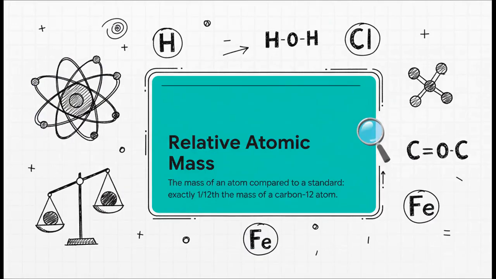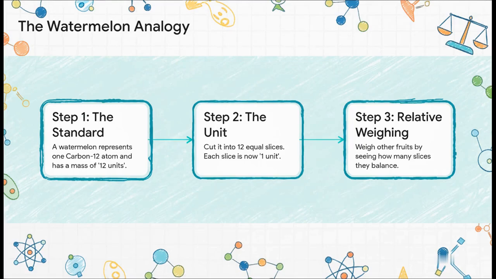They picked a common atom, carbon-12, and they just decided. They said, this atom has a mass of exactly 12 atomic mass units. So our new unit of weight, the atomic mass unit, or U, is literally just 1/12 the mass of a single carbon-12 atom. Everything else is measured against that. Let me make this super clear. Imagine you're a fruit seller, but you don't have any standard weights. So you grab a watermelon, and you declare, this watermelon weighs 12 units. Then you cut it into 12 identical slices. So each slice is now 1 unit, right?